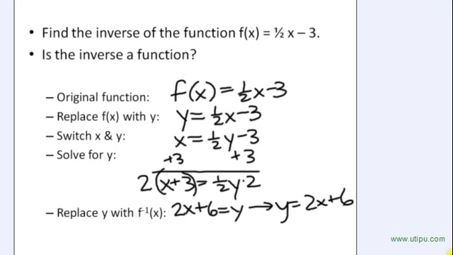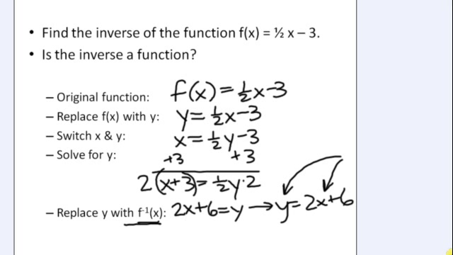Now, if this is a function, I can write it in function notation for the inverse, which would be f to the negative first of x, where the negative first here is not a power. It just represents the inverse of function f. But let's talk about functions first. For something to be a function, for each input value that I plug in, it will correspond with exactly one output. So as I plug in various values of x, I will get various values of y.